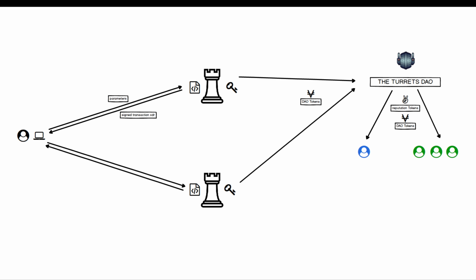Why are developers going to implement this? Because they get rewarded for it. How is this going to work? As soon as the user executes the smart contract, he has to pay for it like in every other blockchain, and the turret server is going to pay a small amount from this fee to the Turrets DAO in the form of DAO tokens, and the Turrets DAO is going to send tokens to the developer and to the reviewer. So they will get DAO tokens and reputation tokens.